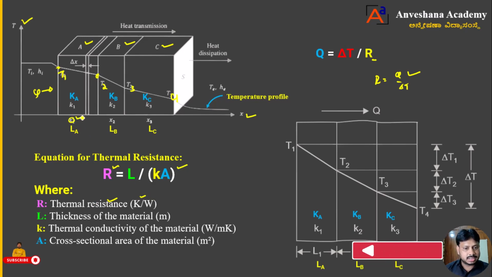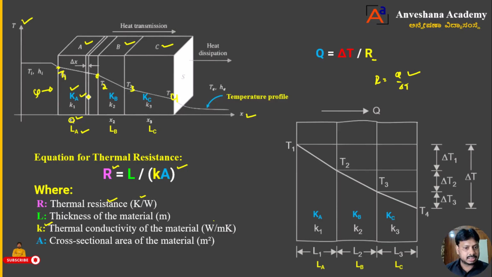Then where is the thickness? You can call it a thickness. Some authors will take X1, X2, some authors will take L, some authors will take T, some authors will take dx. It's up to you, dear students. Now where L represents what? Thickness of the material. Then K is nothing but the thermal conductivity of the material, that is watt per meter Kelvin.